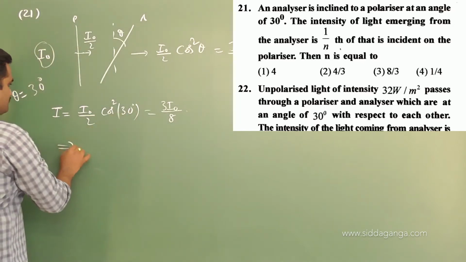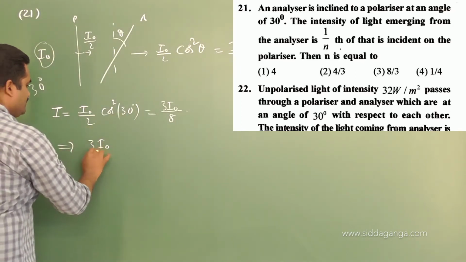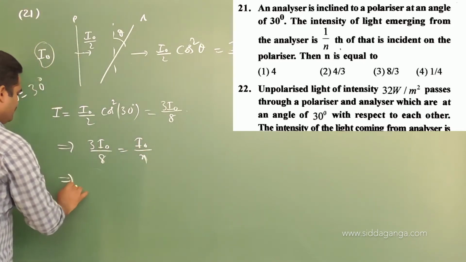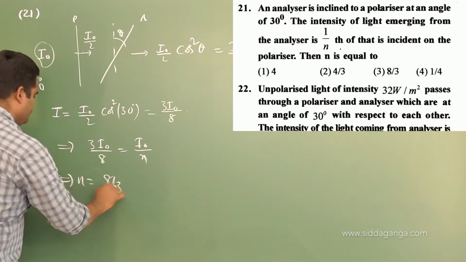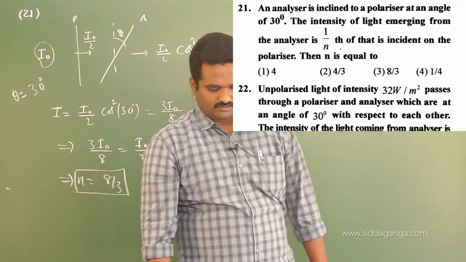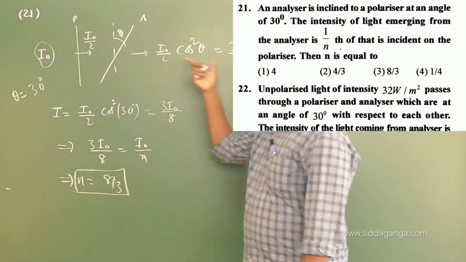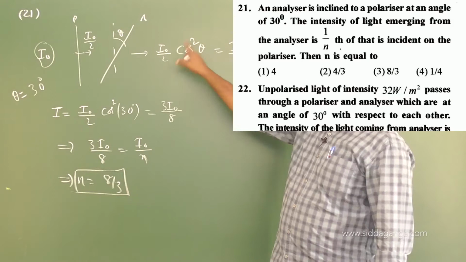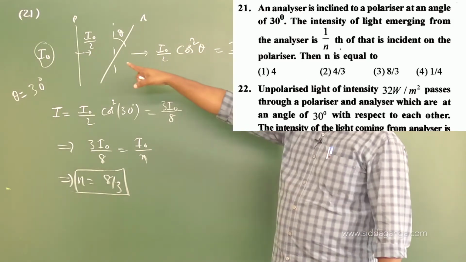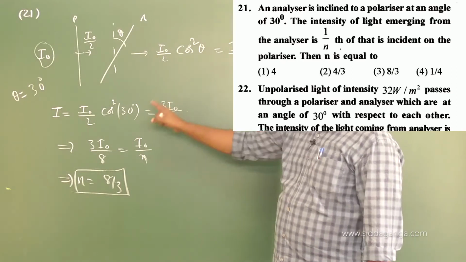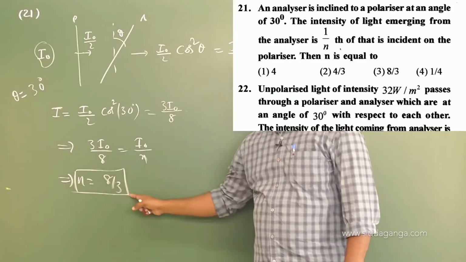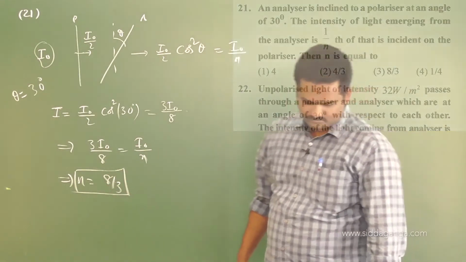If I take these values, then 3 I naught by 8 will be equal to I naught by n, then the value of n will be equal to 8 over 3. This is the answer, n equals 8 by 3. So like this you have to solve it. See, simple, we have to obtain the intensity, and they have given that this intensity is equal to 1 by nth of the intensity of light incident on the polarizer. Hence I naught by n will be equal to 3 I naught by 8, hence n will be equal to 8 by 3. That is the answer, you can make a note.